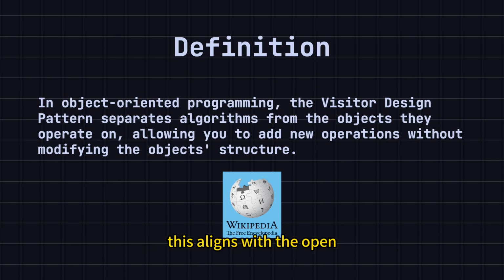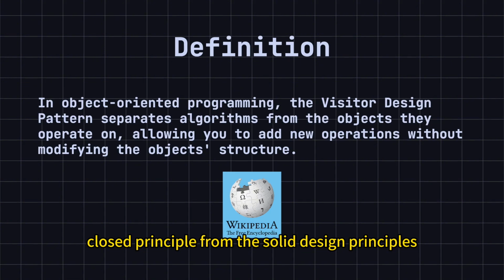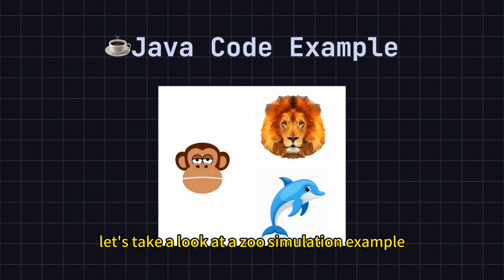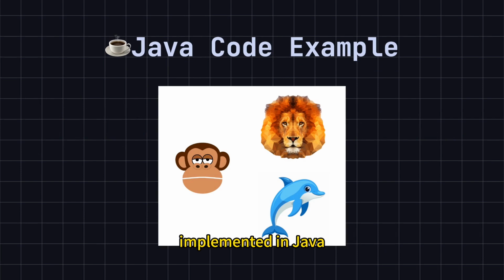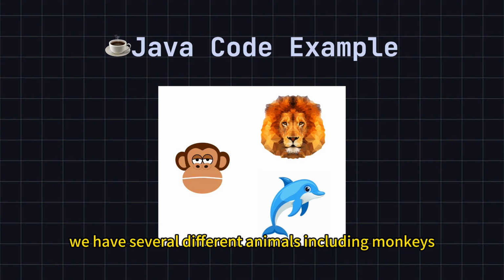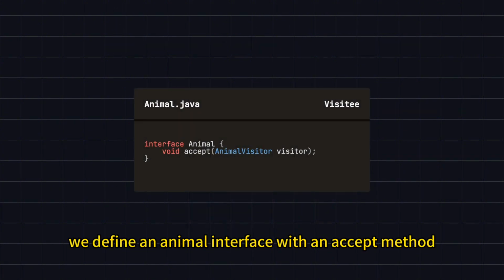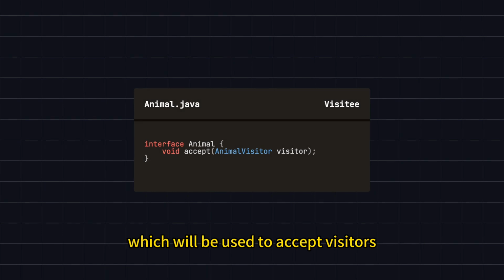This aligns with the open-closed principle from the SOLID design principles. To better understand this pattern, let's take a look at a zoo simulation example, implemented in Java. In this example, we have several different animals, including monkeys, lions, and dolphins. First, we define an animal interface with an accept method, which will be used to accept visitors.